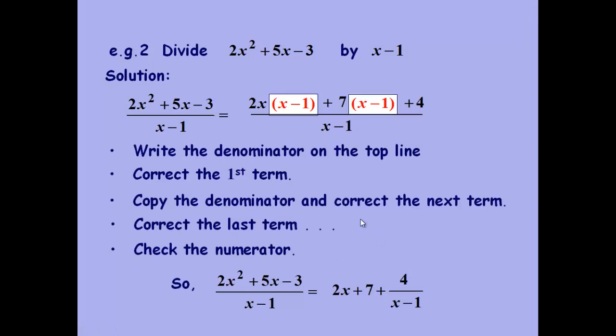So the procedure: write the denominator on the top line, correct the first term. Copy the denominator and correct the next term. Correct the last term. Check the numerator to make sure when it's expanded out it makes the same thing as on the left hand side. And then split it up into a quotient and a remainder.